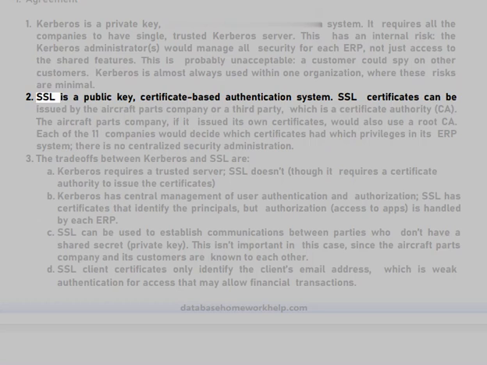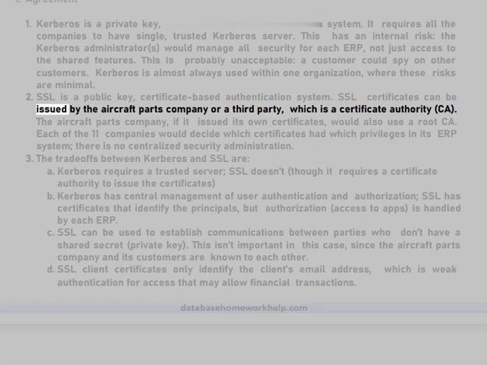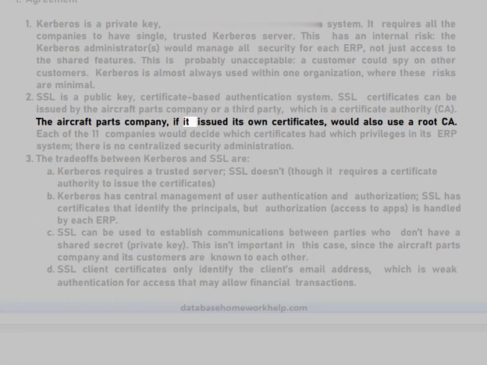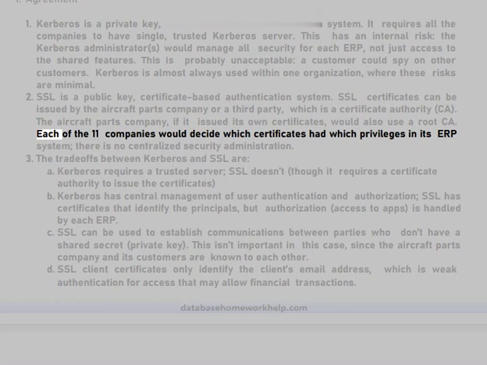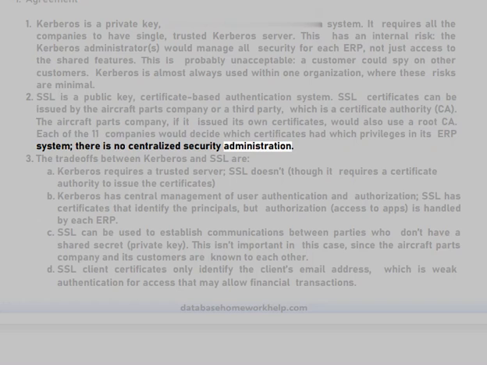2. SSL is a public key, certificate-based authentication system. SSL certificates can be issued by the aircraft parts company or a third party, which is a certificate authority, CA. The aircraft parts company, if it issued its own certificates, would also use a root CA. Each of the 11 companies would decide which certificates had which privileges in its ERP system. There is no centralized security administration.